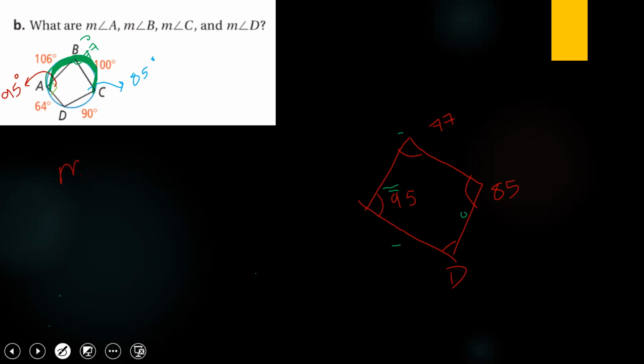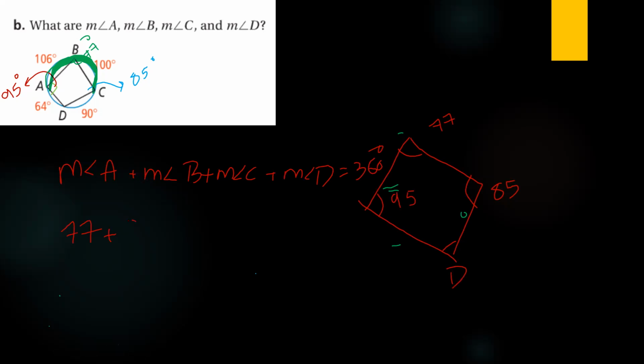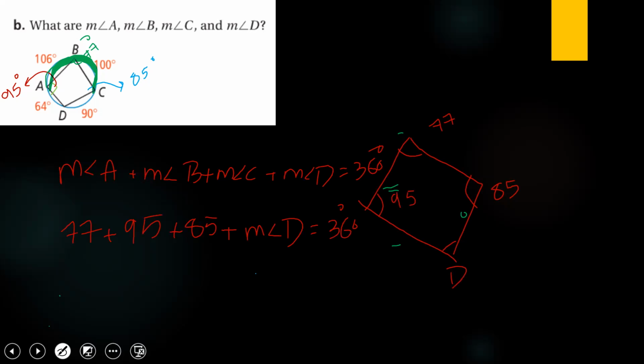So the measure of angle A plus the measure of angle B plus the measure of angle C plus the measure of angle D will be 360. So 77 plus 95 plus 85 plus the measure of angle D is 360. After you solve it, you will find the measure of angle D will be 103 degrees.